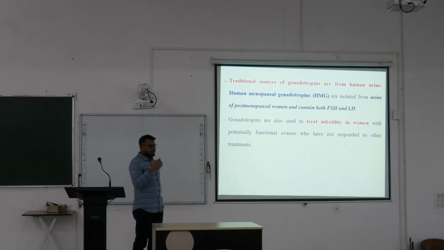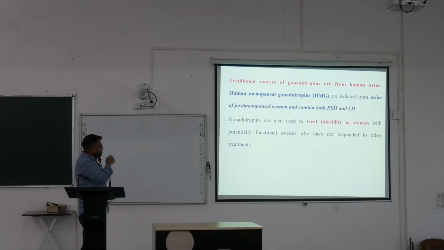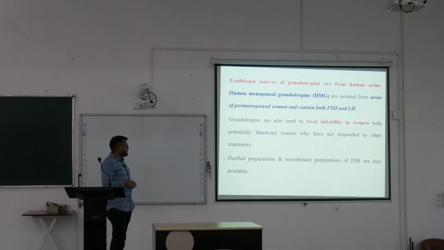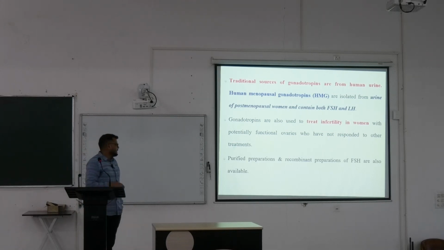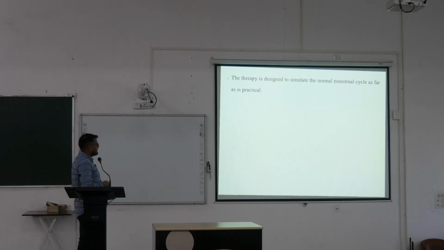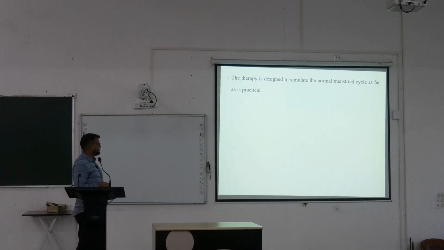Gonadotropins, apart from male infertility, are also used in case of female infertility. That will be discussed in detail in the infertility chapter. They are used to treat infertility in women with potentially functional ovaries who do not respond to other treatments. Purified preparations and recombinant preparations of FSH are also available. The therapy is designed to stimulate the normal menstrual cycle as far as practical.